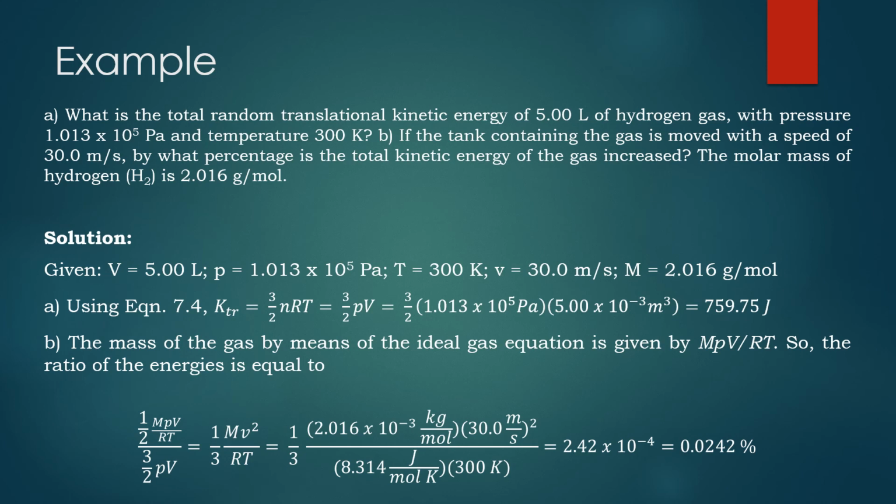This is equal to 1/3 times 2.016 times 10 to the negative 3 kilograms per mole times 30 meters per second squared divided by 8.314 joules per mole Kelvin times 300 Kelvin. And this will give us 2.42 times 10 to the negative 4. This is equal to 0.0242%.